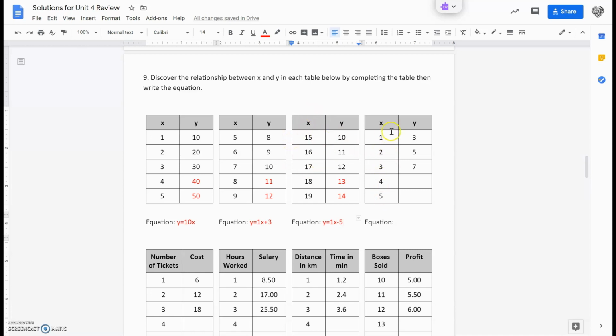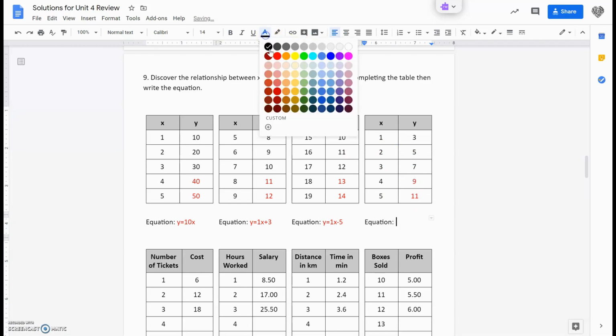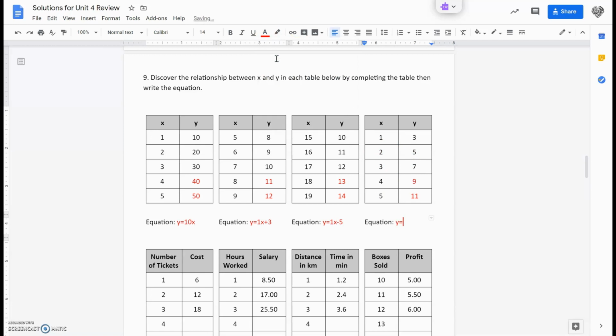1, 2, 3, 4, 5 in the x column, 3, 5, 7. So we're increasing by 2. We can say 9 and 11. So our equation will be y equals, because we're increasing by 2, it'll be 2x. And what is that 0 value? So when x is 1, y is 3, but we're increasing by 2 each time. So let's go backwards. When x is 0, we do 3 take away 2, y would be 1. So 2x plus 1 would be our equation. Okay.